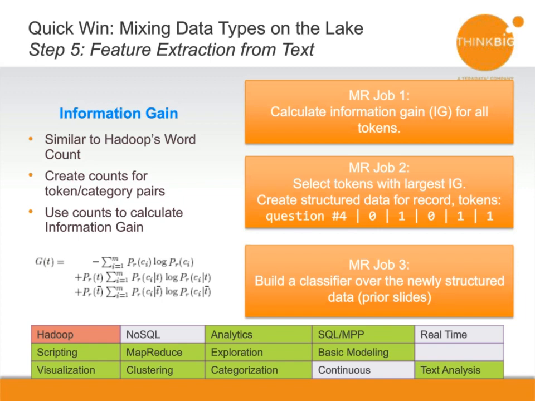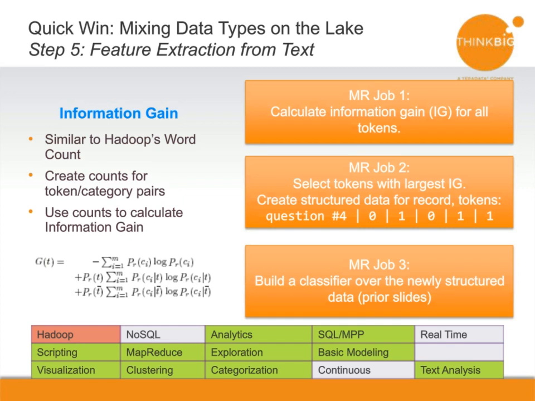So feature extraction over text can be done a number of ways. One of the more straightforward and easy to parallelize is information gain. And so again, we call out exactly how we do this. The key thing is to understand how information gain is calculated.